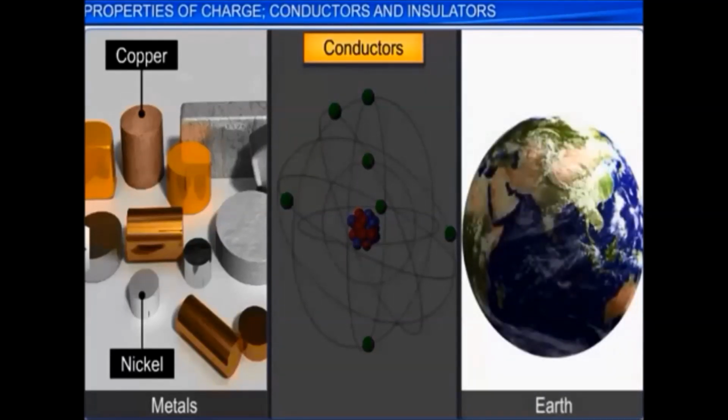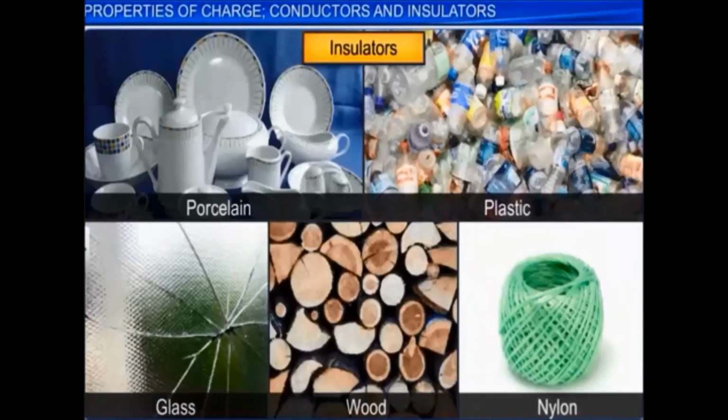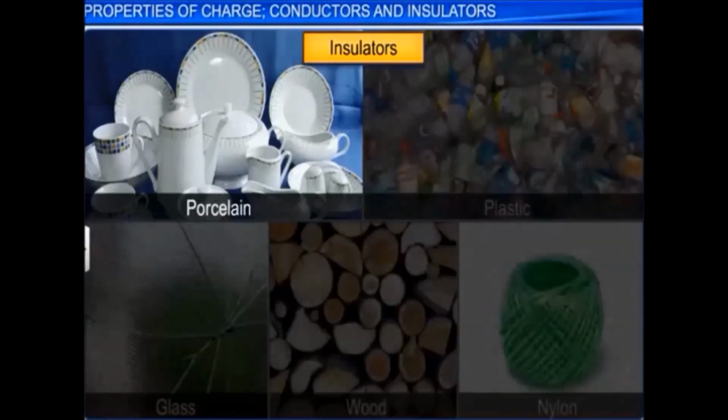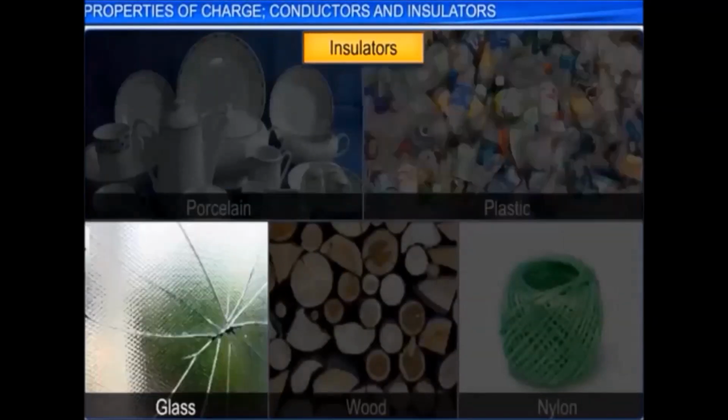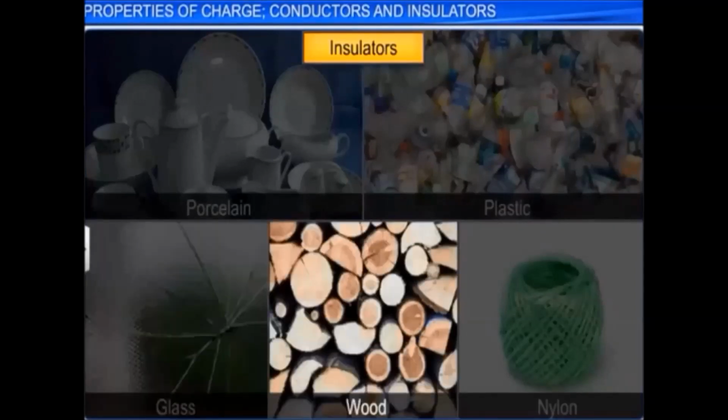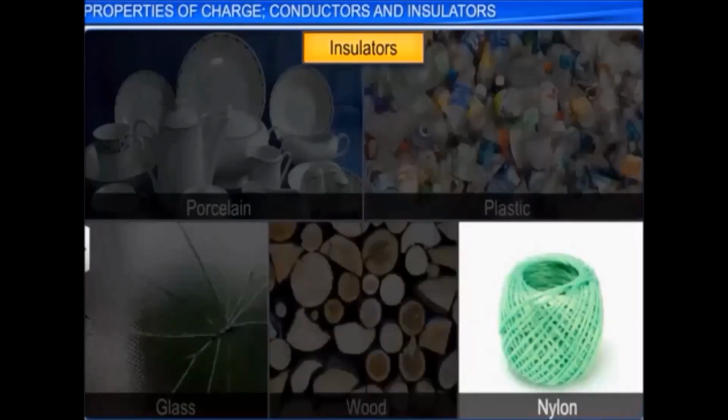are some conductors. Some materials having a very small number of free electrons offer very high resistance to the flow of electricity through them. Such materials are called insulators. Some examples like polypropylene, plastic, glass, wood, and nylon are some insulators.